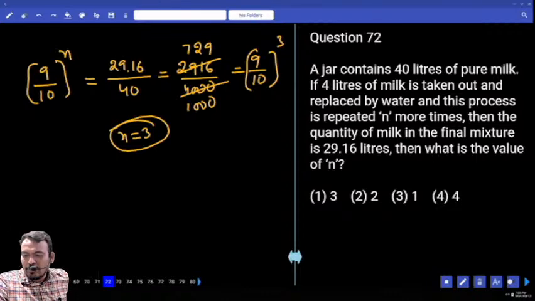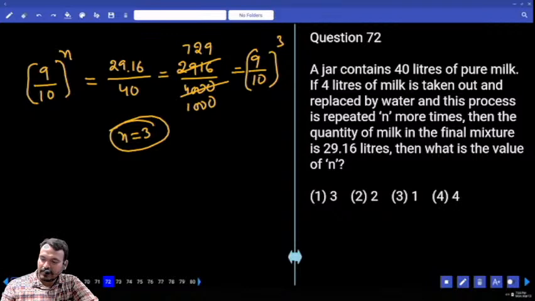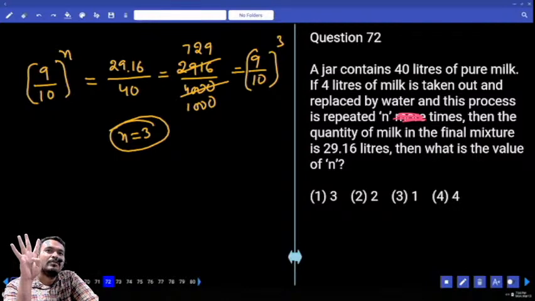It is not n more times, it is n times. n more times means we are getting 4. If it is n times, we are getting 3, or not? It is n times, not n more times. That is the difference. If it is written n more times, the answer is 4. If it is n times, the answer is 3, or not?